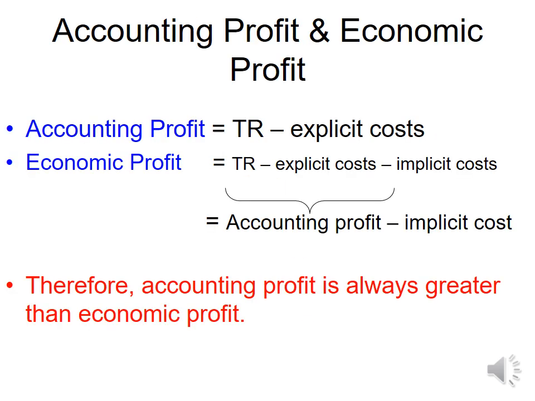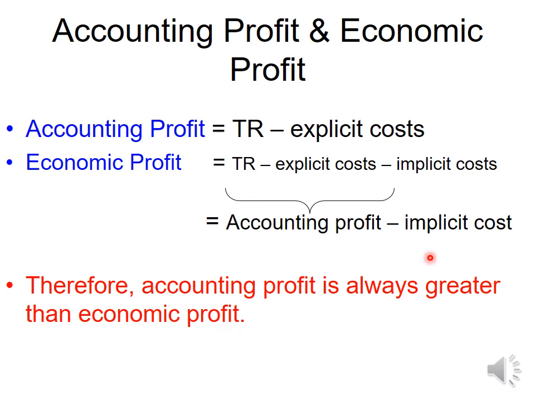Now, how do we measure whether we should make this decision or not? We have two profit definitions. One is accounting profit, one is economic profit. For accounting profit, we just use your total revenue, your takings, minus explicit costs. So we just minus off how much you actually paid with money. For economic profit, we take that further. We use the accounting profit minus off your implicit cost, what you're going to give up, to determine whether we should make this decision or not. Because economic profit takes implicit costs into account, our economic profit is always lower than our accounting profit.